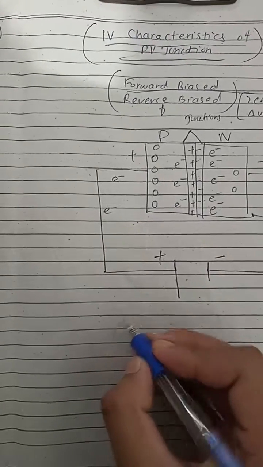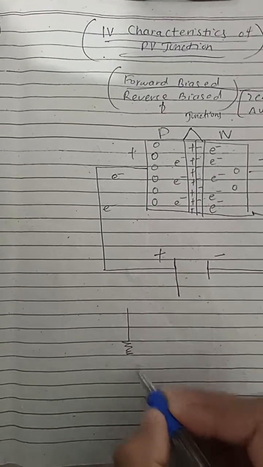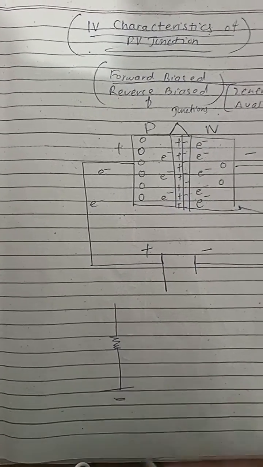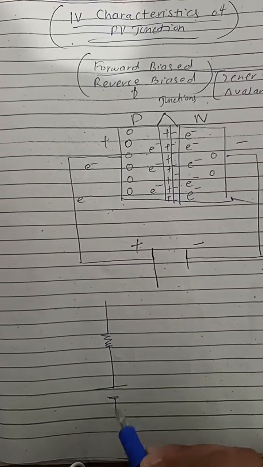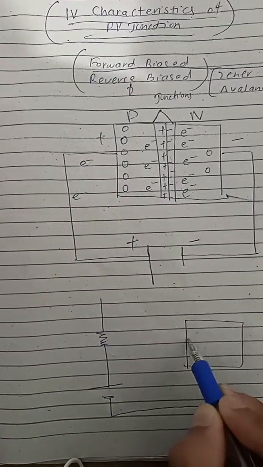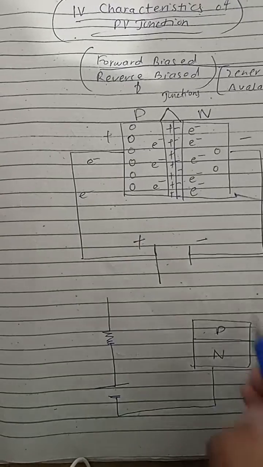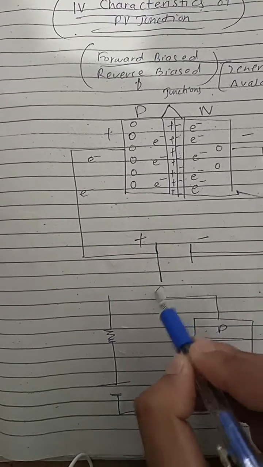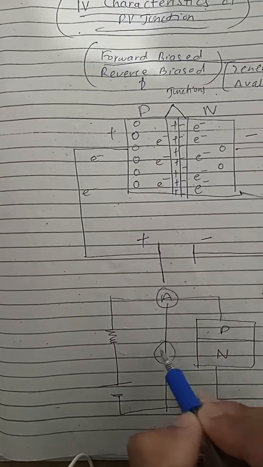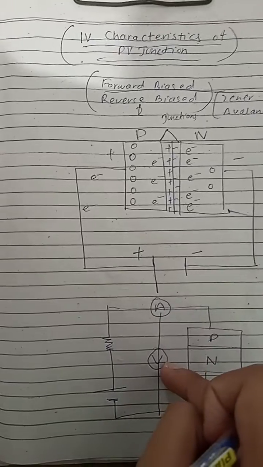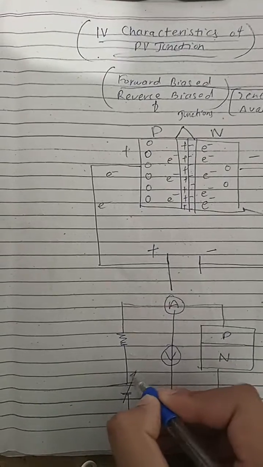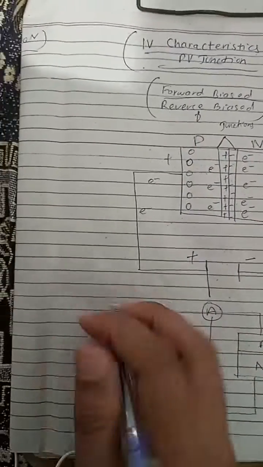If we want to study this on a graph, or on a real setup, we make a resistance here and attach it to a variable voltage source, and then we put the P and N junction here, with a positive here and a negative here. And here we put an ammeter, and here a voltmeter, for reading the values of current and voltage. So there is a variable source.